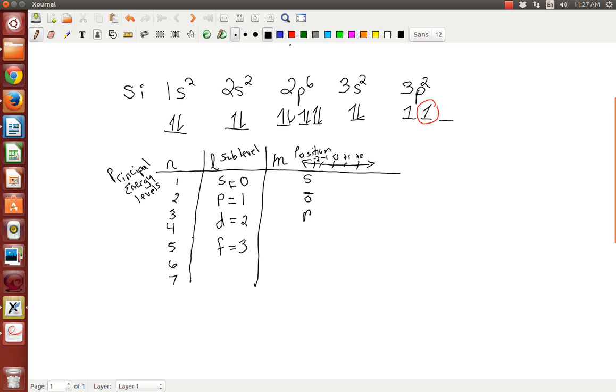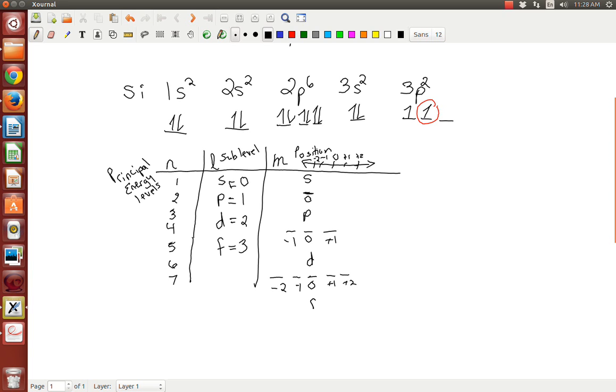All right. For the P, remember there are 3 orbitals in the P sublevel: 1, 2, and 3. And so the 0 spot, the middle, is the middle spot again. So what is immediately to the right of 0? It's the +1 position, and to the left is the -1 position. And for the D, there are 5 orbitals. So the middle position is 0. This would be the +1. This would be the +2. -1 and the -2 position.